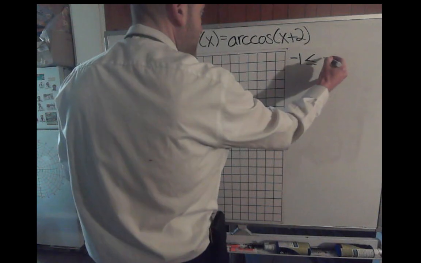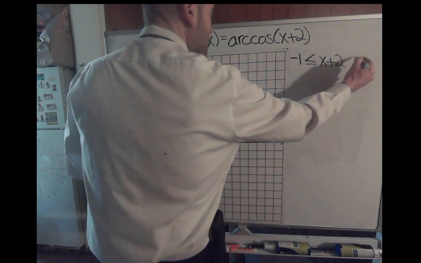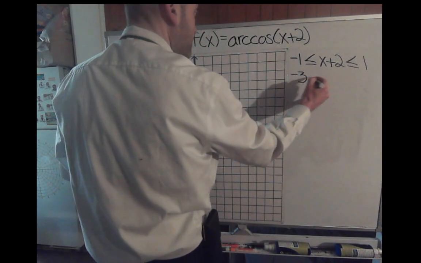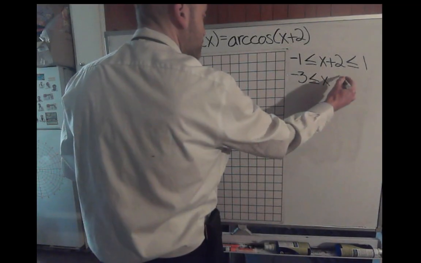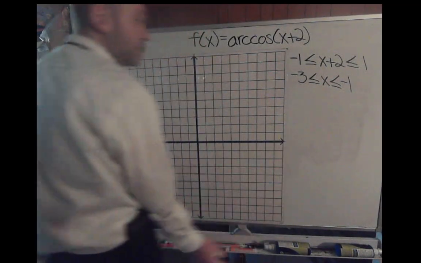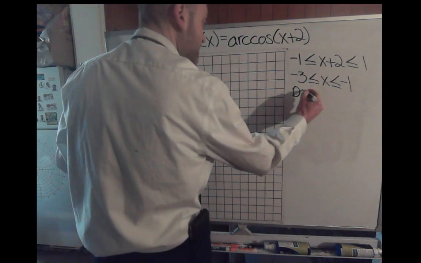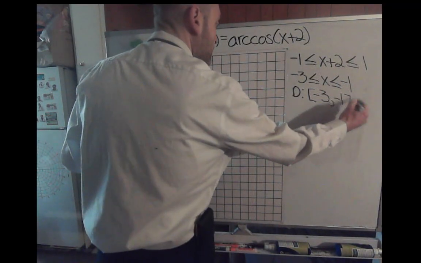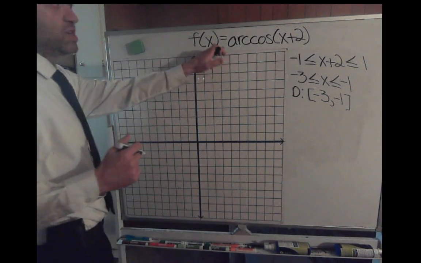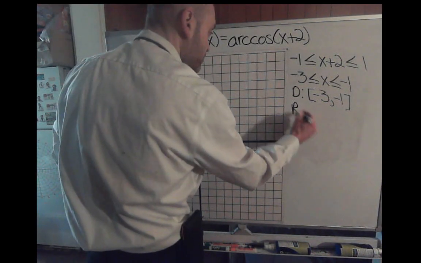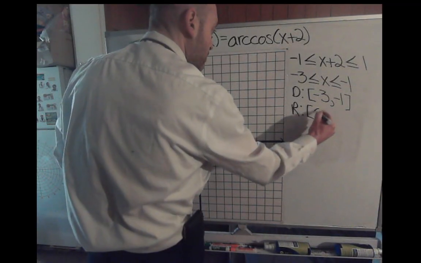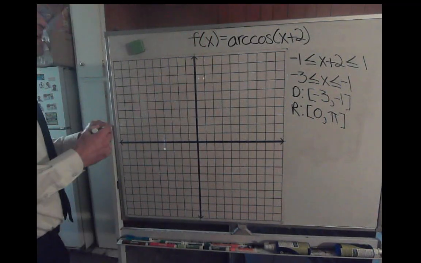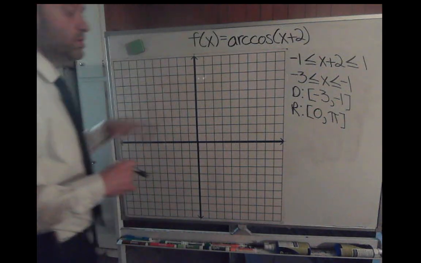-1 is less than or equal to x plus 2, which is less than or equal to 1. That would give you -3 is less than or equal to x, which is less than or equal to -1. So the domain in this particular case is going to be from -3 to -1. Now you have no coefficient on the arc cosine, so your range is still going to be from 0 to pi. Your range hasn't changed. So everything has shifted to the left 2 units.